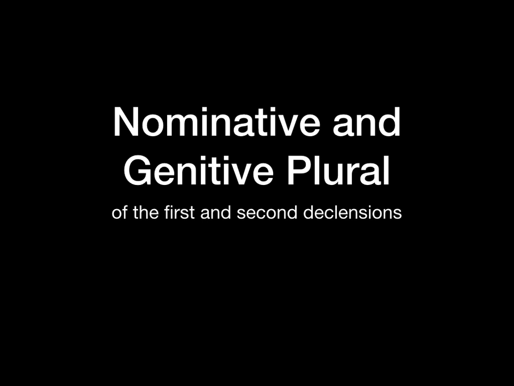So there are 6 cases in Latin: nominative, genitive, dative, accusative, ablative, and vocative. We are starting out simple by learning only 2 of them: the nominative, which is the normal case of the subject of the verb, and the genitive, which is usually used to show possession. We also kept it simple by learning only the singular of these 2 cases. Now we're going to add the plural.